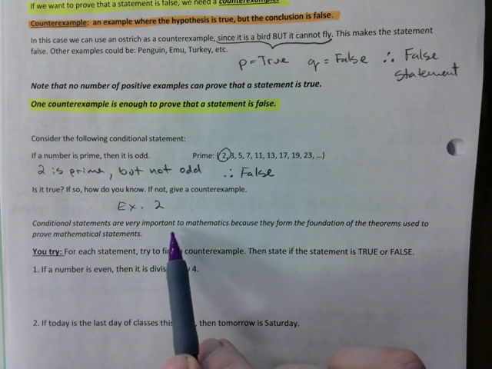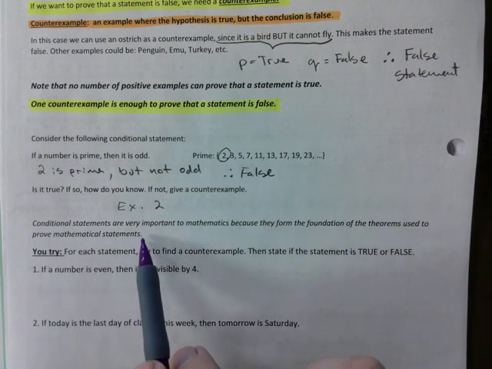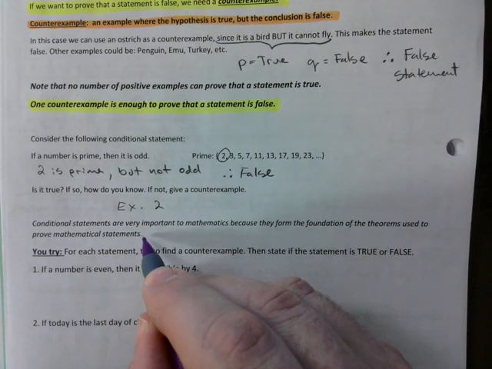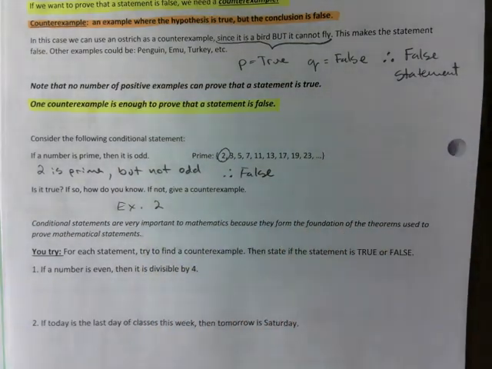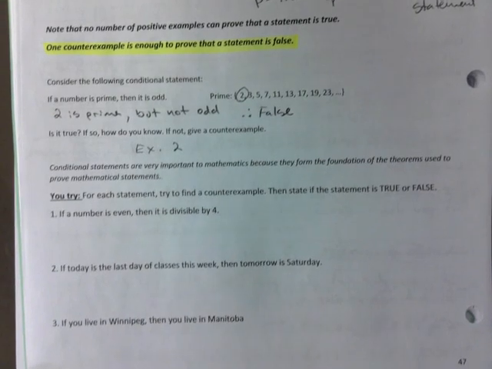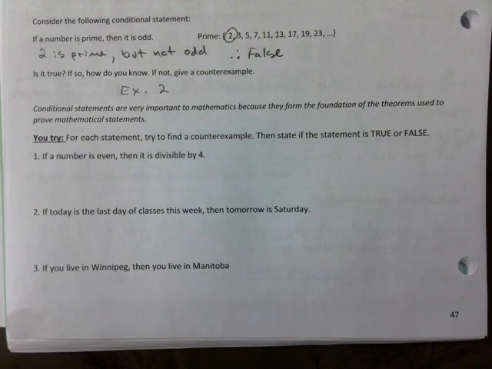Conditional statements are very important to mathematics because they form the foundation of theorems used to prove mathematical statements, okay? So basically, in math, if you want to prove a theorem, you got to make sure there's no counterexample that messes it up, right? If you want to say a right triangle always has one 90-degree angle, right? That's a theorem, like that is undeniably true, right? That's always true. You don't have a counterexample for that. So then you can make a theorem, okay? Did you know you can win thousands of dollars if you can prove there are theorems out there that need to be proven.